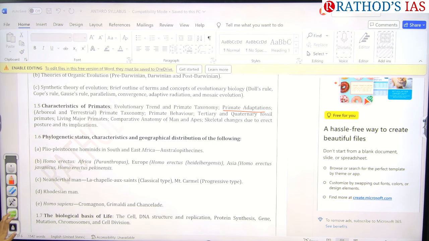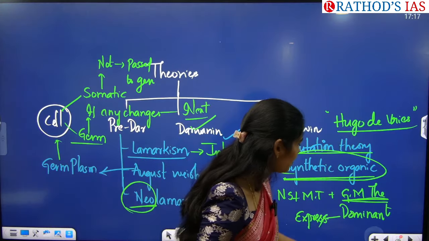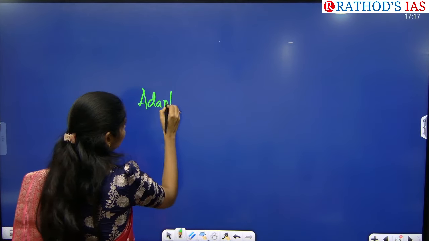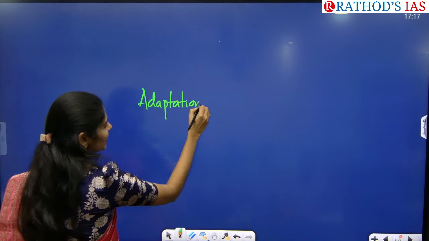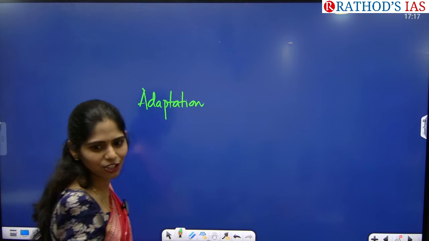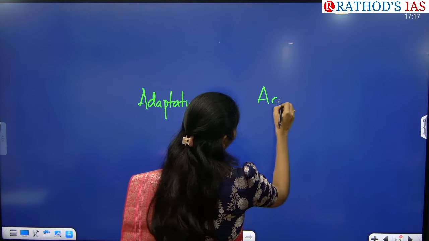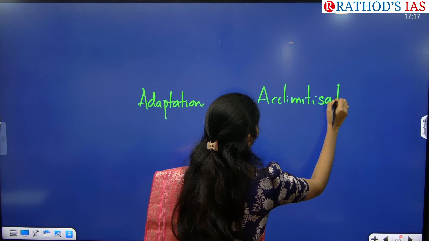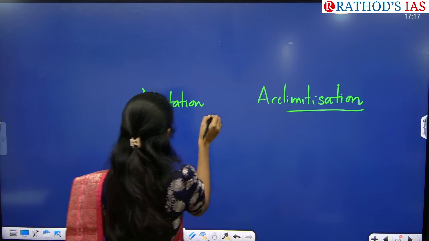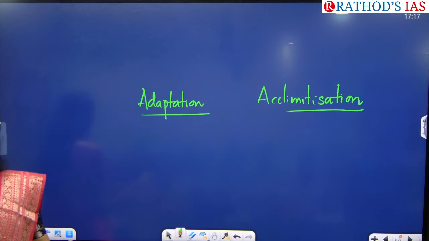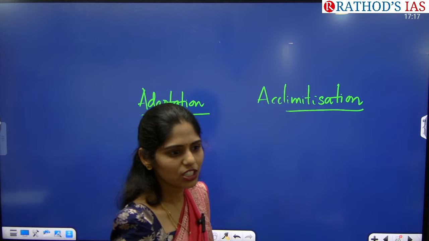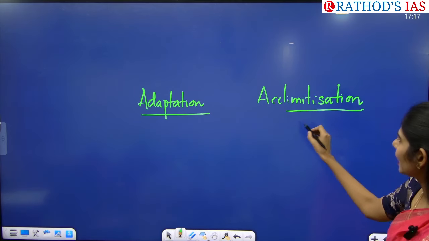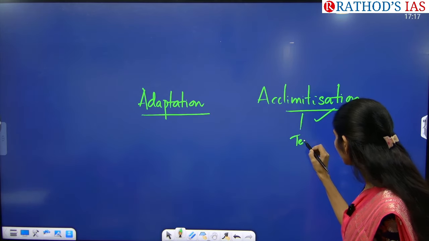So there are two terms that you have to know for sure. Adaptation. Next word, can anyone guess? Acclimatization. Okay, adaptation and acclimatization. Adaptation is nothing but for the long term. What are the changes that are going to come in your body comes under adaptation. Acclimatization means it is for a temporary period.